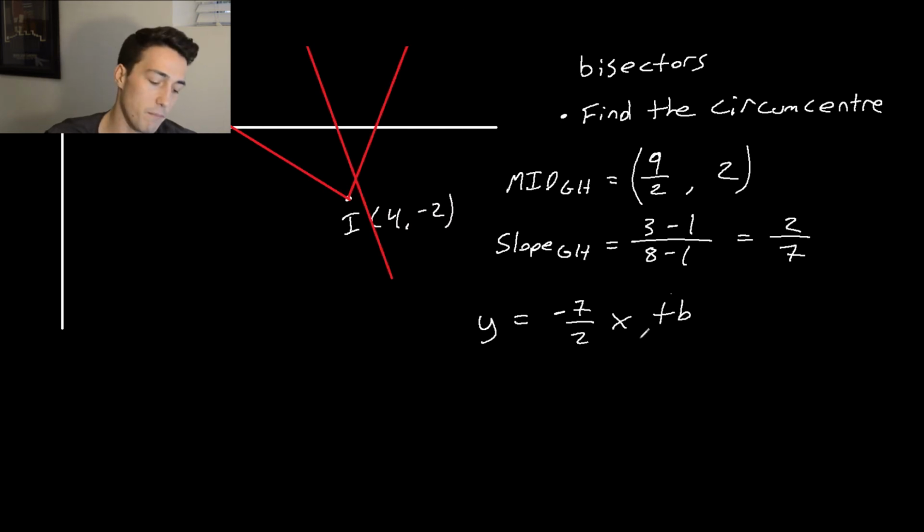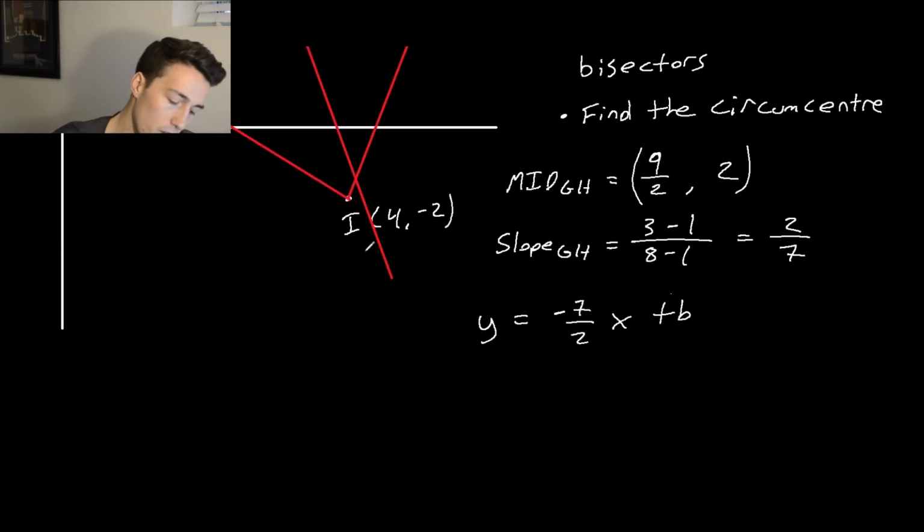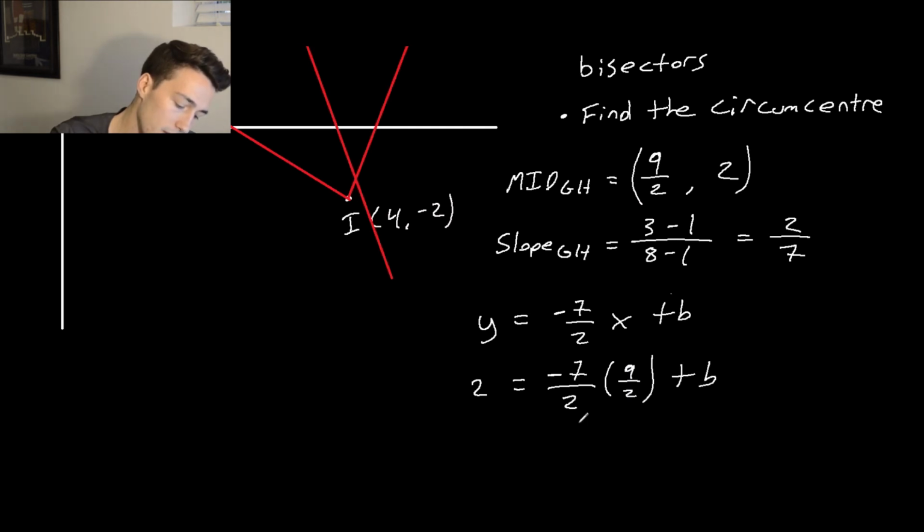The reason we plug in this midpoint is it's the only point we know that's on this line. Before, we had another vertex point that we could use, or for the median we could use the vertex point and the midpoint. But here we only have the midpoint as our point to use. So we're going to plug in our midpoint: 2 is equal to negative 7 over 2 multiplied by 9 over 2 plus b. So that's 2 is equal to negative 63 over 4 plus b.